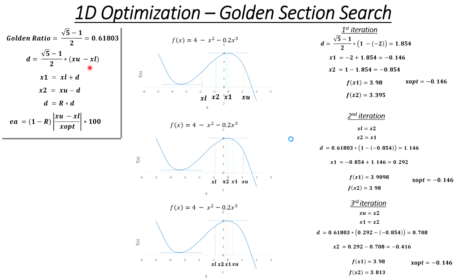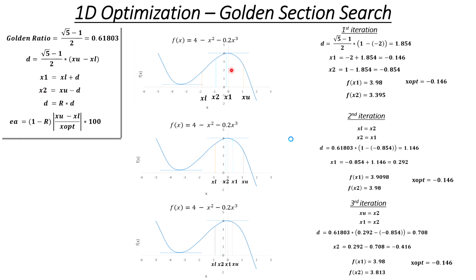And if you look at the further left here, x1 is the lower limit plus d, and x2 is the upper limit minus d. So what is d? Well, d is the golden ratio, which is square root of 5 minus 1 divided by 2. So in decimal form, it's 0.61803 multiplied by the upper limit minus the lower limit. So you get d, and from d and also the upper lower limit, you can get x1 and x2.